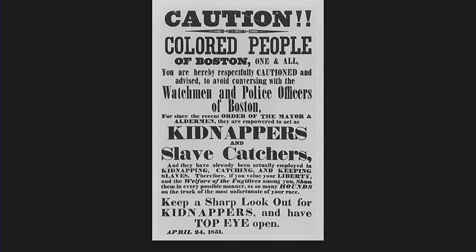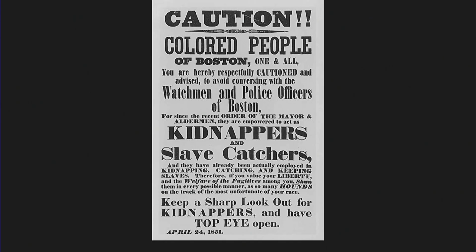It was also something because we had now the Underground Railroad that would bring enslaved people from the South to safe houses throughout the North and eventually to freedom in Canada. These broadsides would be placed, and this one appeared in 1851 in Boston. It said, "Caution, colored people of Boston, one and all. You are hereby respectfully cautioned and advised to avoid conversing with the watchmen and police officers of Boston. For since the recent order of the mayor and aldermen, they are empowered to act as kidnappers and slave catchers."